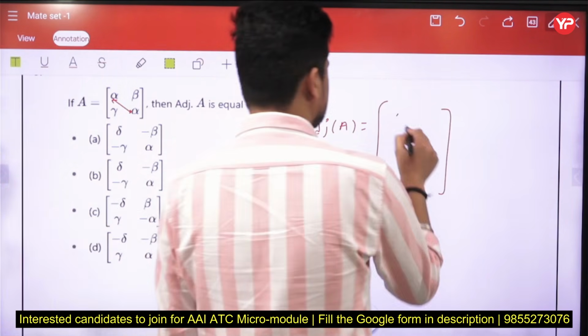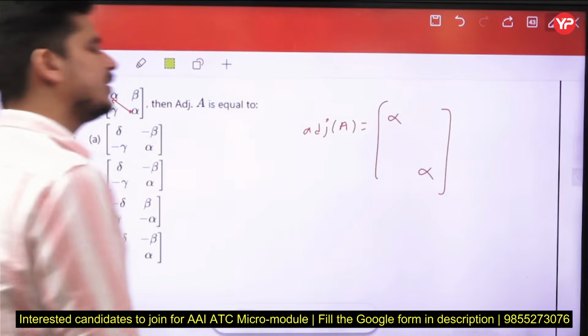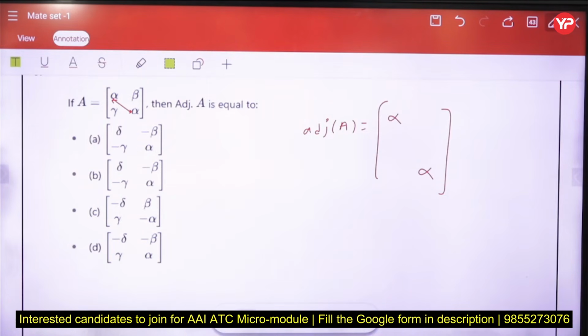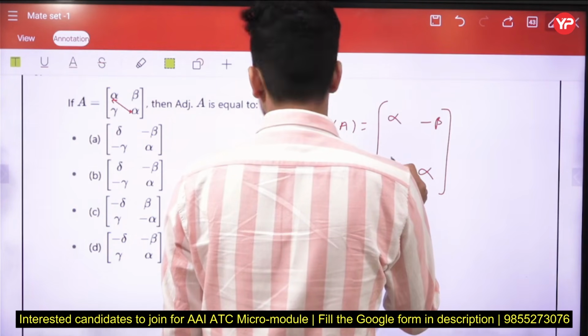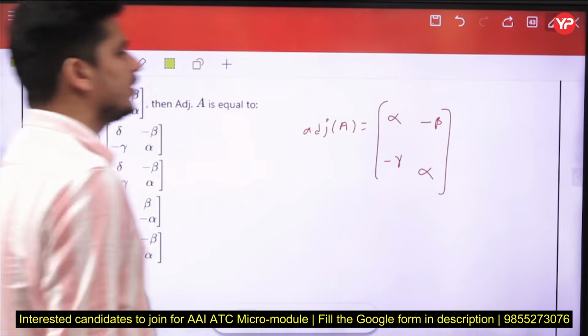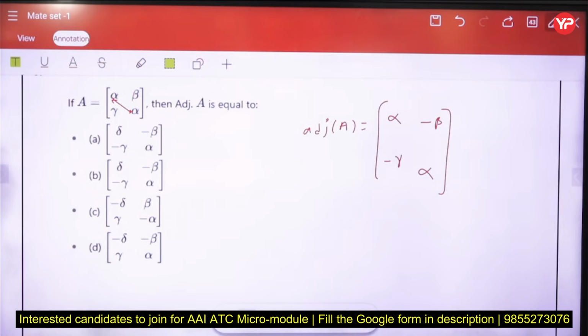So I interchange them. There are 2 alphas, so if you interchange them, there will not be any change, and change the sign of the non-diagonal elements. So that becomes minus beta and that becomes minus gamma. So directly we got the adjoint if you have a 2 cross 2 matrix.